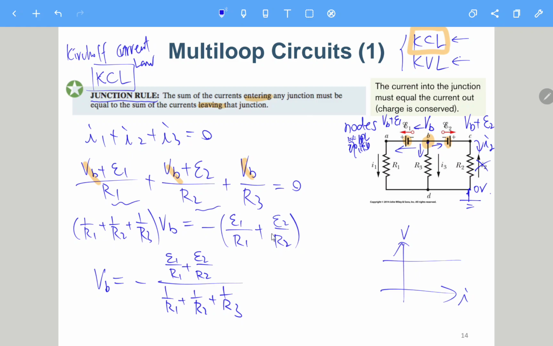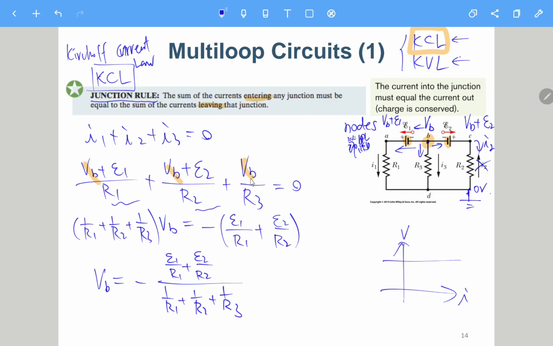As long as you know VB, you will be able to find all the voltages here also. This one is nothing but VB plus E1. This one is nothing but VB plus E2. And then you will be able to find all the currents I1, I2, I3 by substituting VB back to here. This is I1. Substituting VB to here is I2. Substituting VB to here is I3.